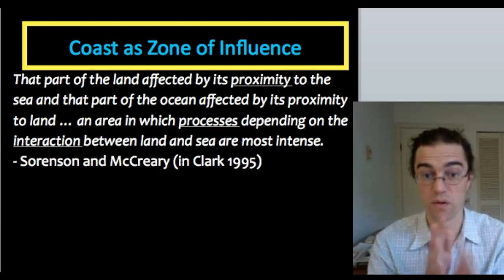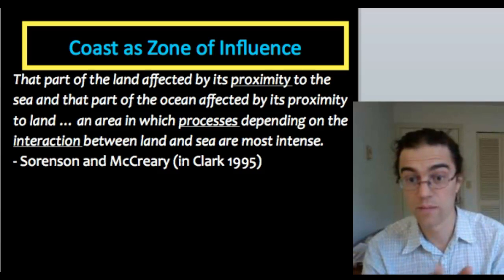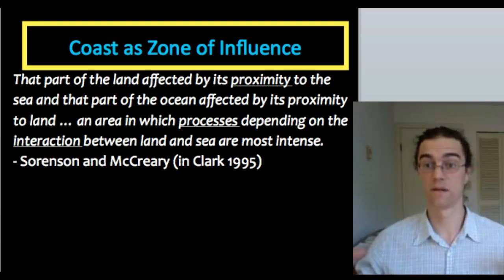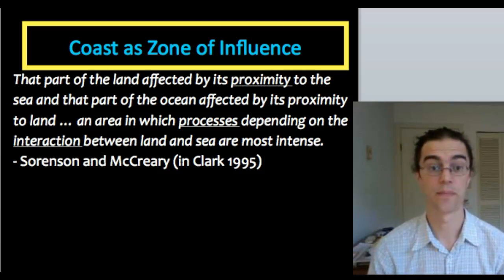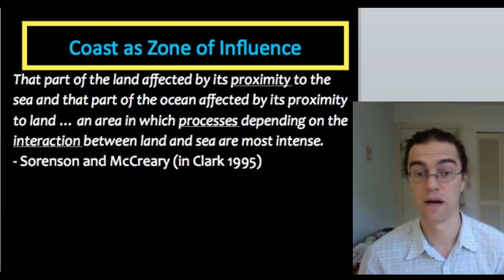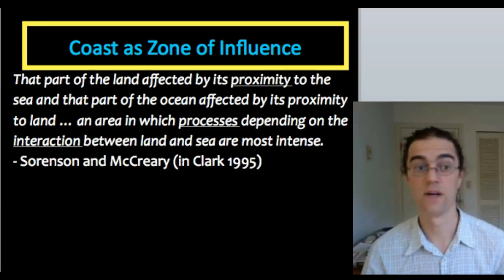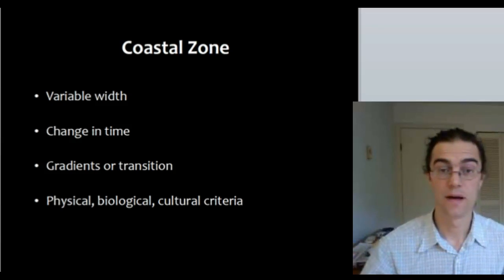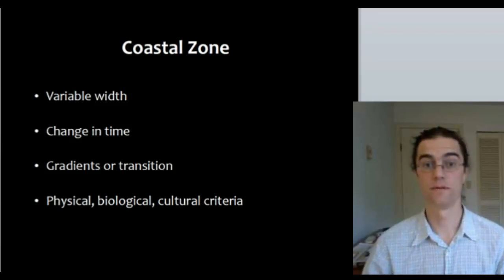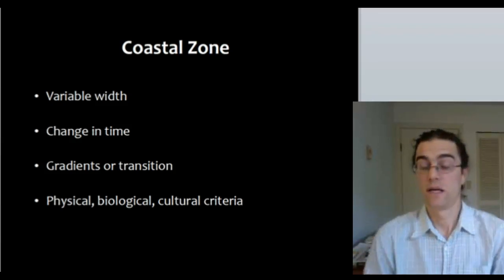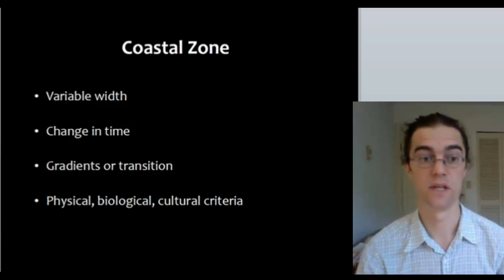It could be only a few kilometers wide, extending from the low tide mark inland, ranging all the way to include the entire continental shelf, in terms of the exclusive economic zone as well. So there's quite a bit of range of variance there. From there, we can begin to see this coastal zone in terms of a few different key variables that we've highlighted throughout the presentation.